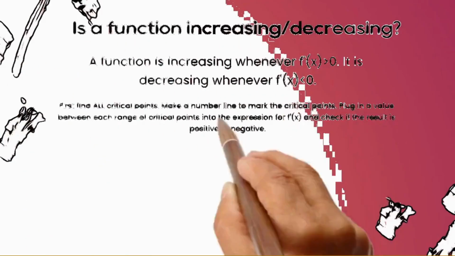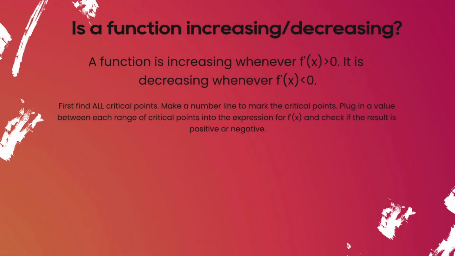Now, is a function increasing or decreasing? Well, a function is increasing when the first derivative is greater than 0, and it's decreasing when the first derivative is less than 0. So, to find the intervals for when a function is increasing or decreasing, you first find all critical points. Then you make a number line to mark each critical point. And then you plug in a value in between each critical point and substitute it into your expression for the first derivative. If your value is positive, then the function increases between those two critical points. And if it's negative, then the function decreases between those two critical points.